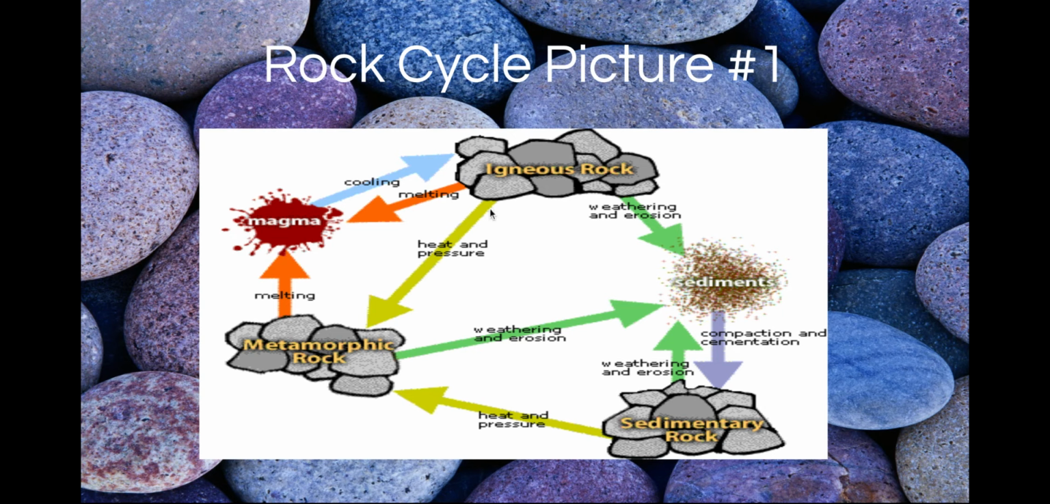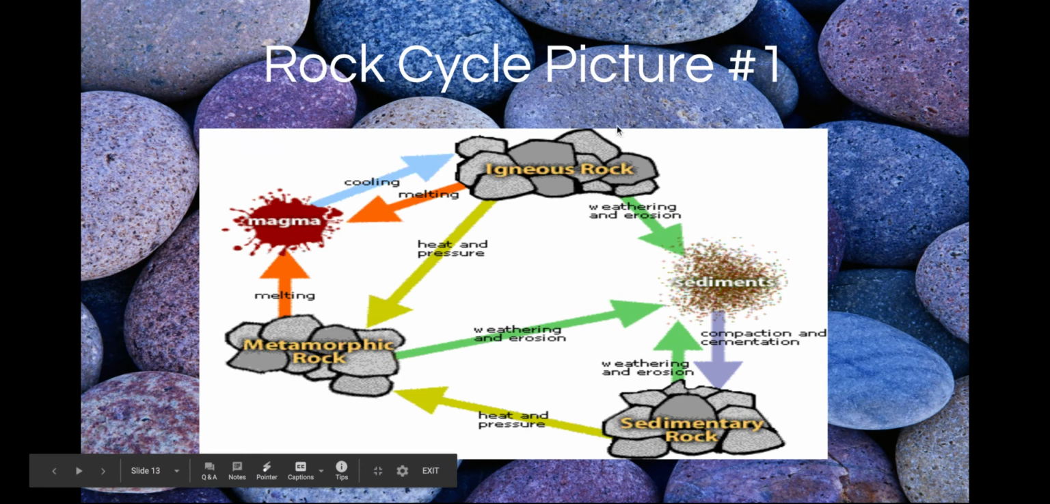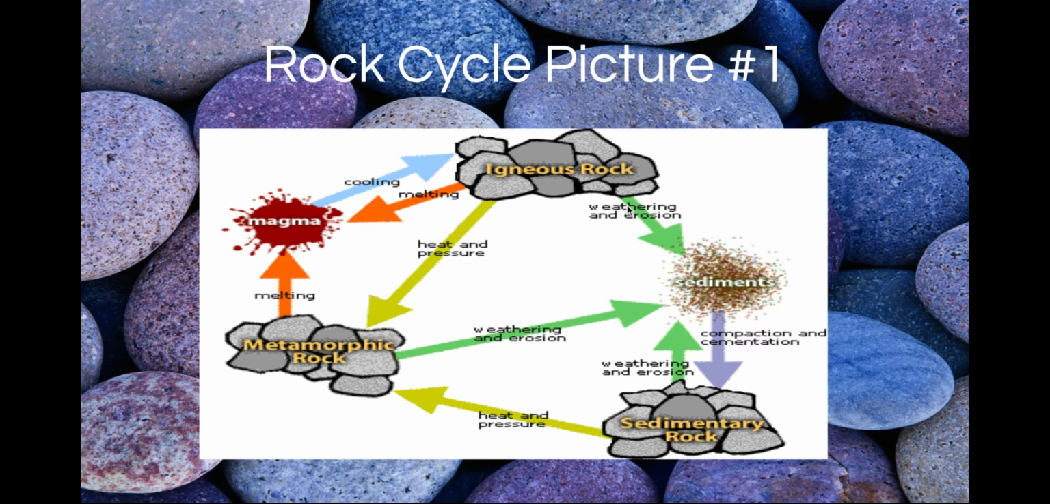An igneous rock can be squeezed under tremendous heat and pressure to make a metamorphic rock. An igneous rock, although it is one of the strongest rocks, can still succumb to weathering and erosion. Over time, an igneous rock can be broken down into much smaller bits and pieces called sediments.